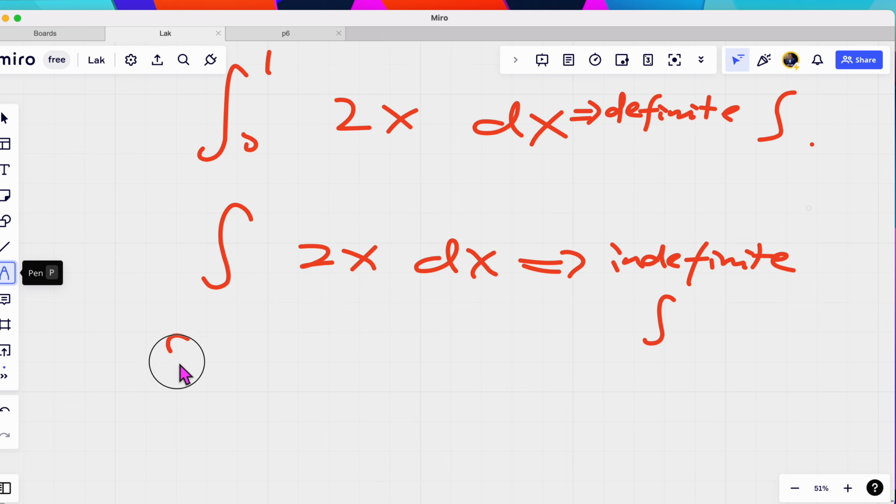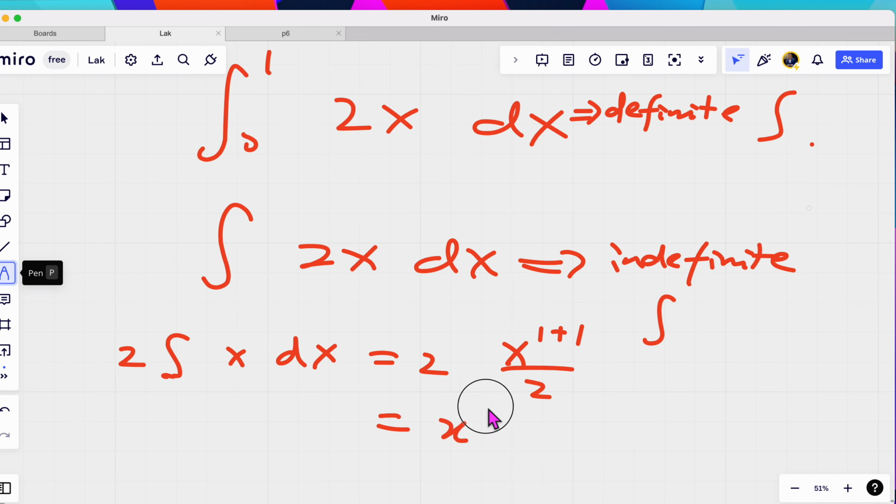So the 2 you can take out. And then how do you integrate? Power plus 1, bring down the power. Yeah. Right? So therefore this is x to the power 2. And because this is an indefinite integral, so you have to plus a c. Okay? Without a c you are wrong. You know why?